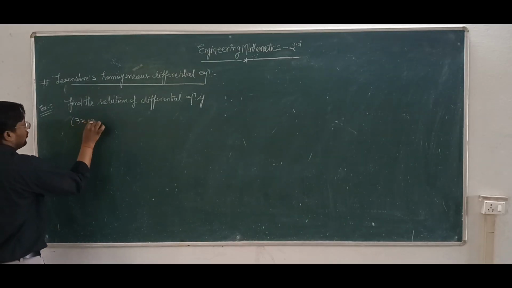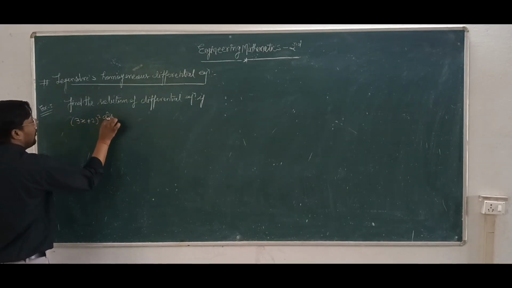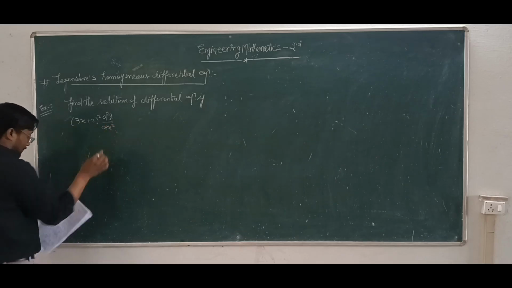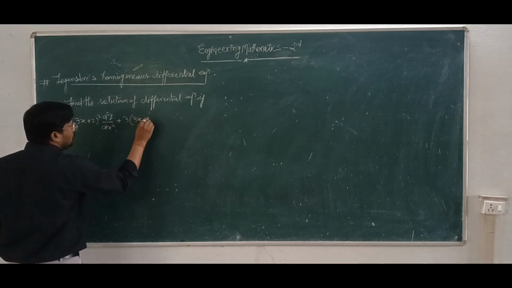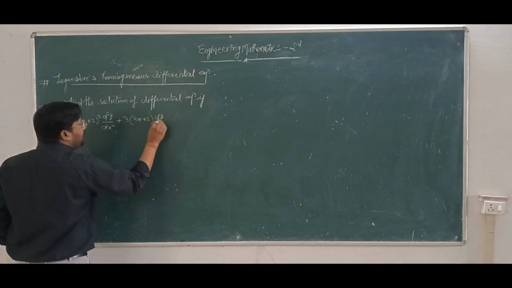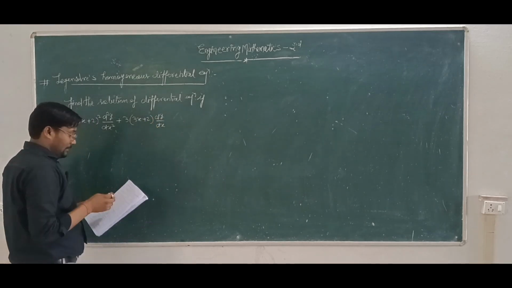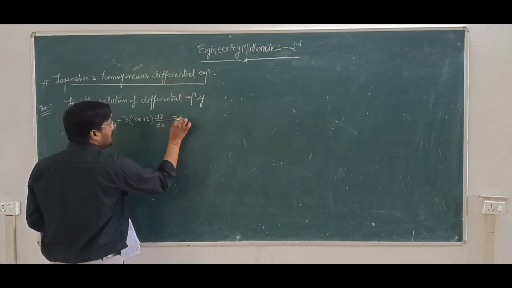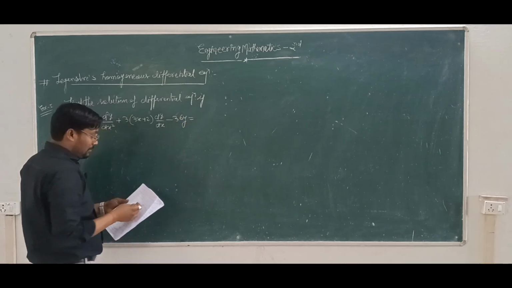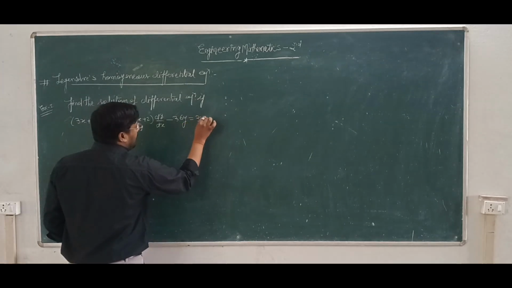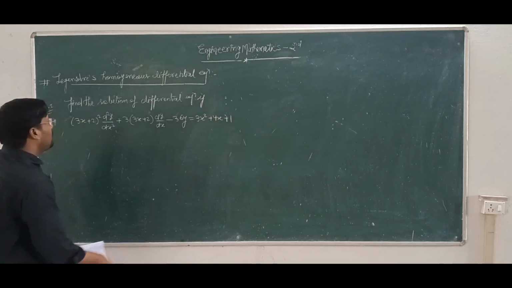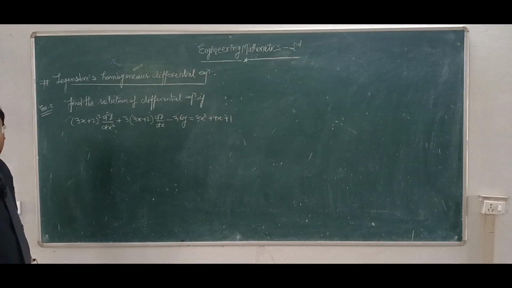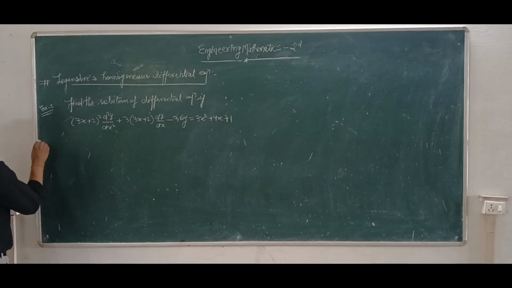(3x+2)² d²y/dx² + (3x+2) dy/dx − 36y = 3x² + 4x + 1. This is your numerical problem. First of all, you can note down the solution of this problem.